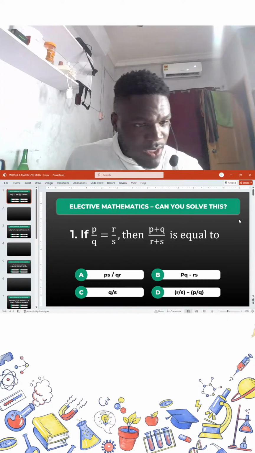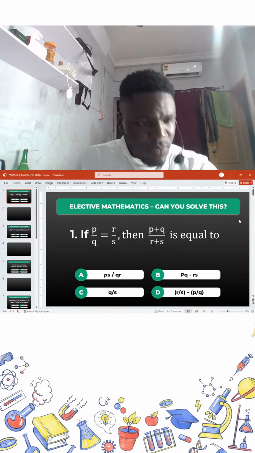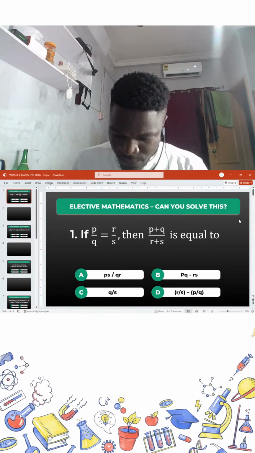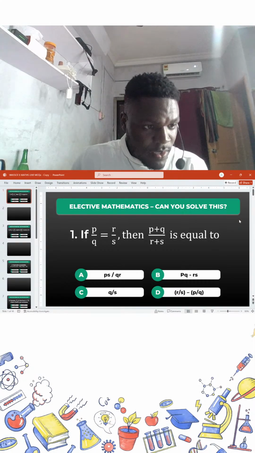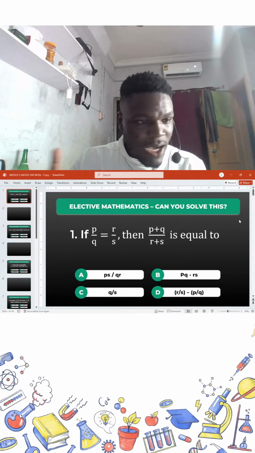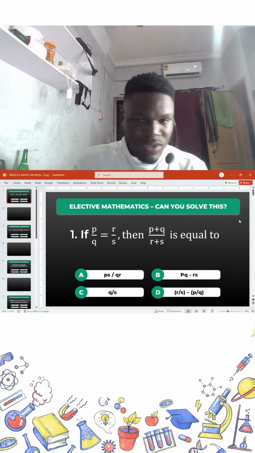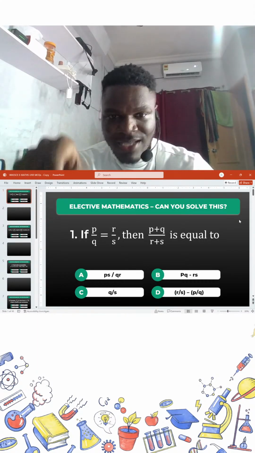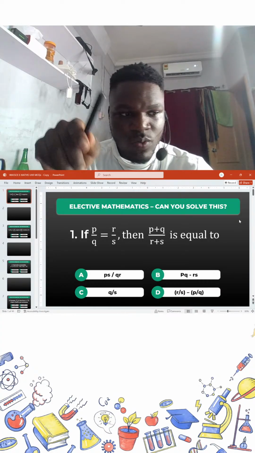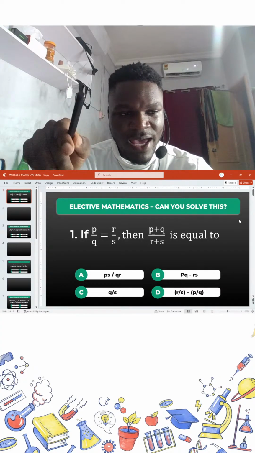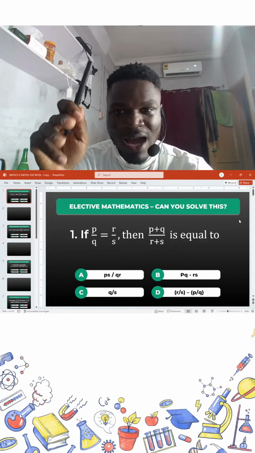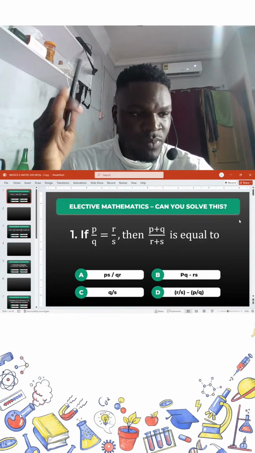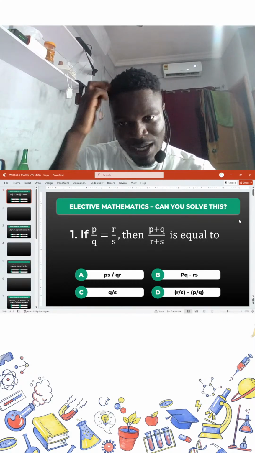All right, so guys, anyone with a solution to this problem? Anyone? So the 2 minutes is up, and let's look at the solution to this problem. So we have this as the problem. If P over Q is equal to R over S, then P plus Q over R plus S is equal to. Now let's solve the problem and see the solution.